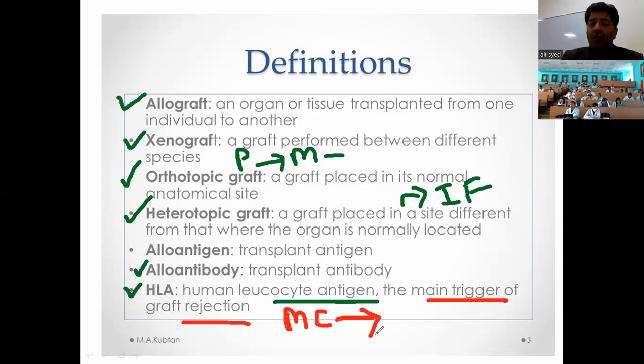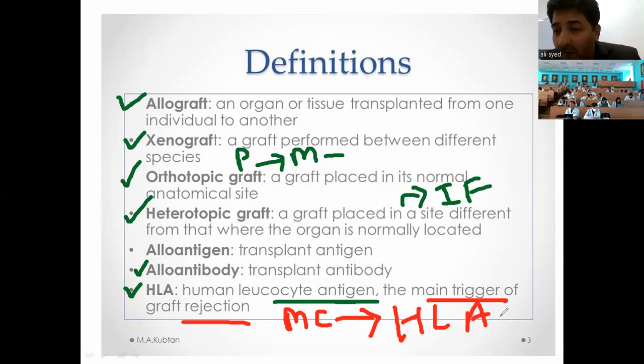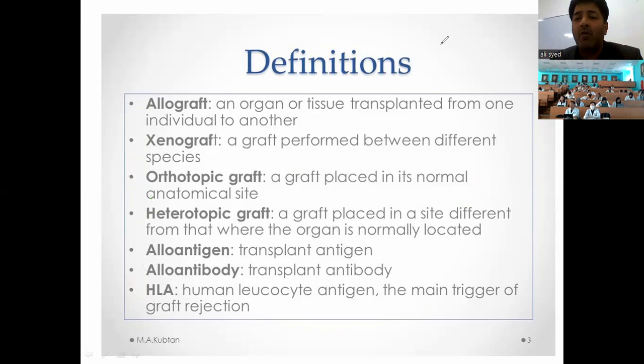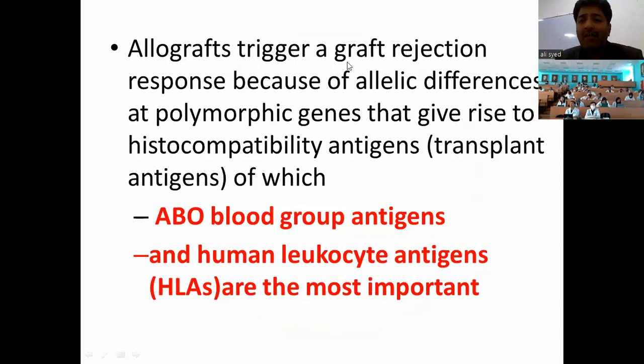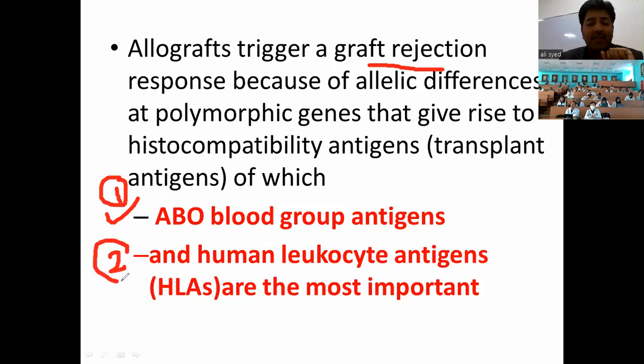If anyone asks you what is the most common cause of graft rejection, your answer will be HLA antigen, human leukocyte antigen. This is your MCQ which you must remember. Now see how graft rejection occurs in the patient. I will explain the process in a later slide, but at the moment, there are two main causes: number one is ABO antigens, and number two is HLA antigens. Graft rejection response is due to allelic differences at polymorphic genes.